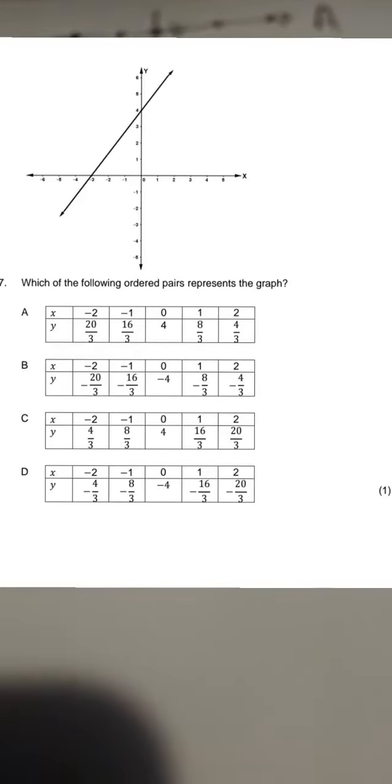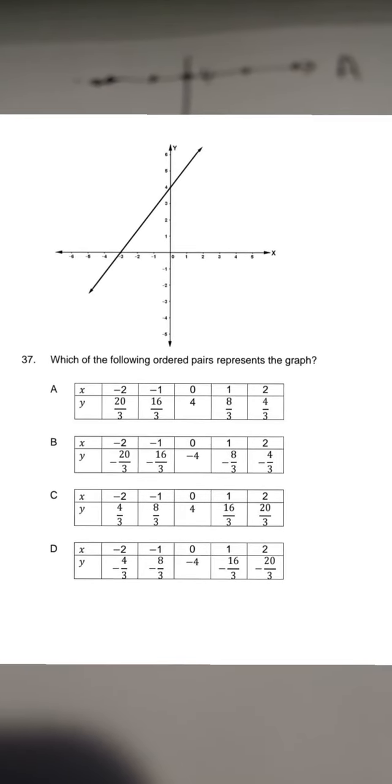If you look at C as well, when x is negative 1, y is 8/3. So if we look at the straight line itself, when x is negative 1, what we are seeing is a possible value that's between 3 and 4. Sorry, when x is negative 1, our y value is slightly below 3. Slightly below 3, when x is negative 1.